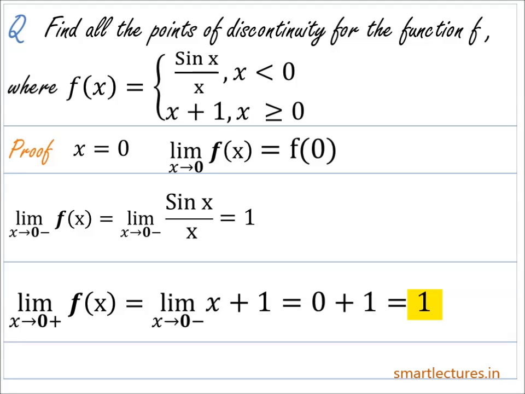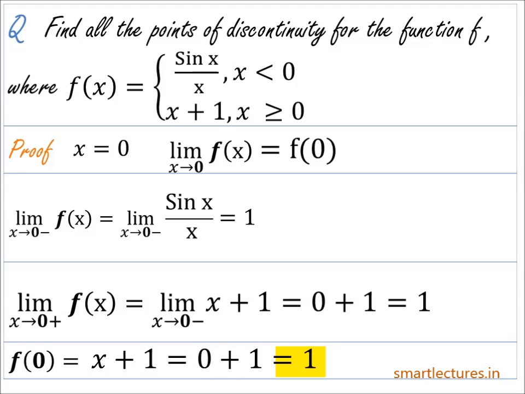And now let's calculate the value of the given function at the point x equal to 0, or f of 0. And as per the definition of the given function, if x is equal to 0, then f of x is equal to x plus 1. So f of 0 is equal to 0 plus 1, or it is equal to 1.